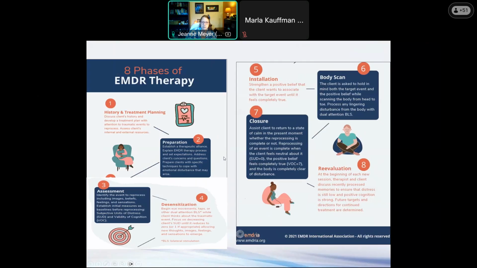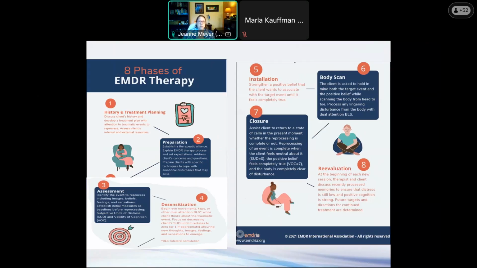Then in preparation, this is where most of the traditional addiction therapy would come in. Plus, we would add understanding what EMDR therapy is, how it looks, what the mechanics of it are. And this is also a very important piece of stabilization that absolutely has to happen before we're doing any kind of processing.